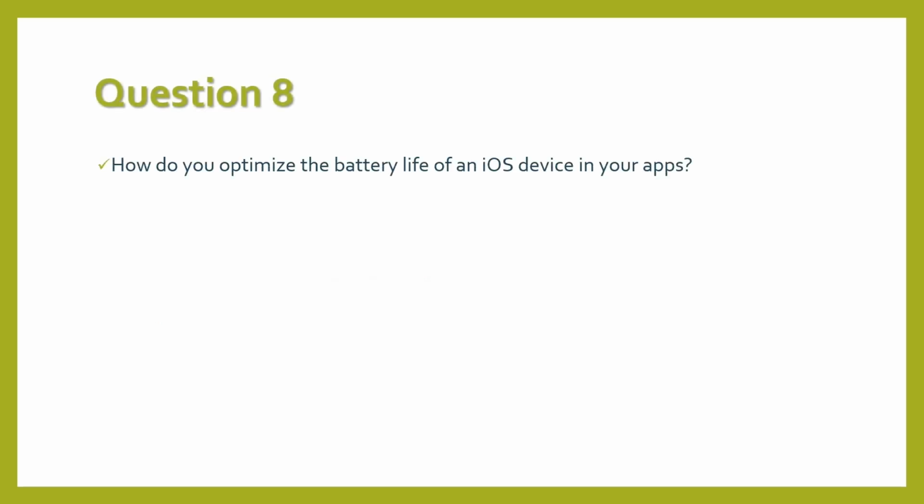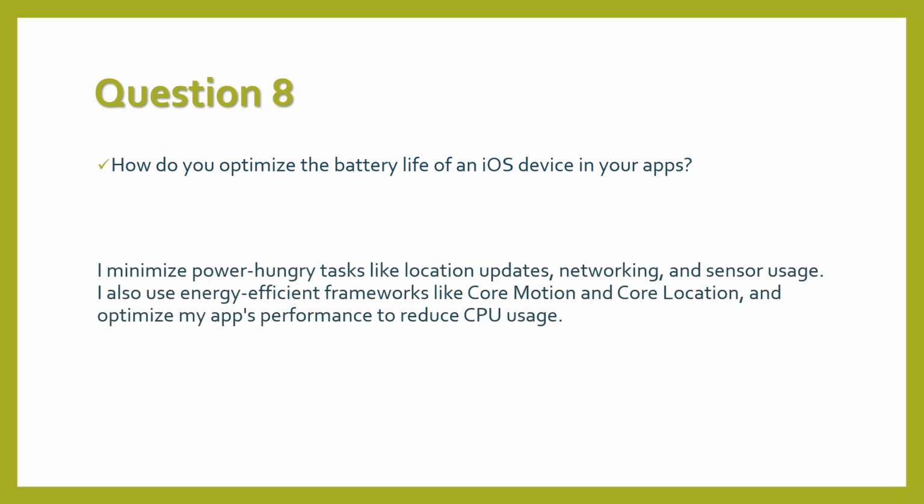How do you optimize the battery life of an iOS device in your apps? I minimize power-hungry tasks like location updates, networking, and sensor usage. I also use energy-efficient frameworks like Core Motion and Core Location and optimize my app's performance to reduce CPU usage.